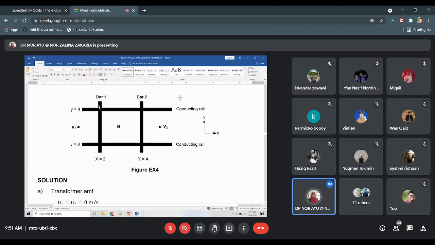Dia move ke kiri dan ke kanan. So dia move this side and this side, right? This is conducting rail and this is Y is the bar.